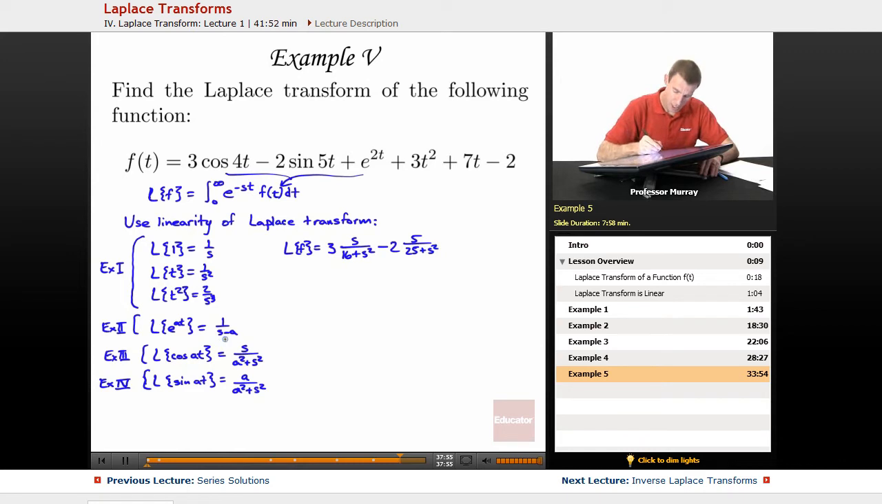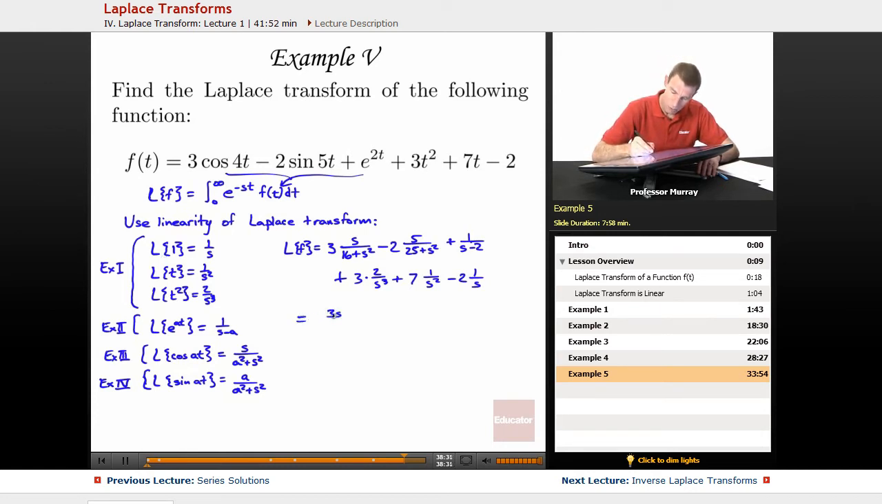plus e to the 2t. Now, I can read that one right here. That's plus 1 over s minus 2, plus 3t squared, plus 3 times 2 over s cubed, plus 7t, plus 7 times 1 over s squared, minus 2 times 1 over s, because the Laplace transform of 1 is 1 over s. So maybe I can clean that up a little bit.